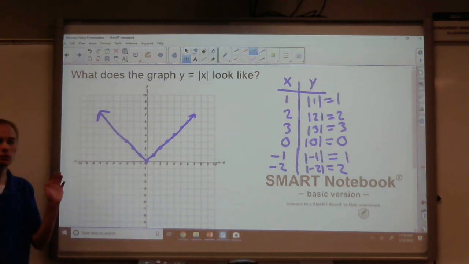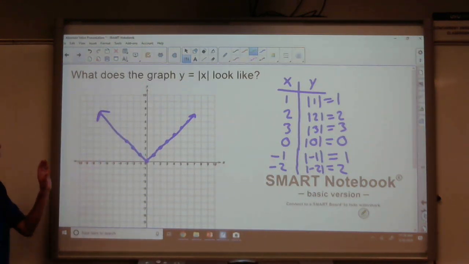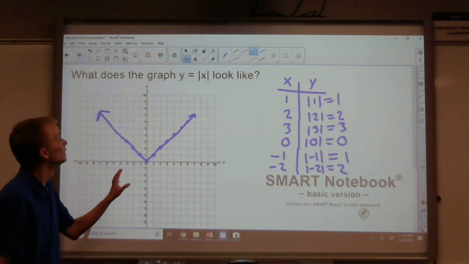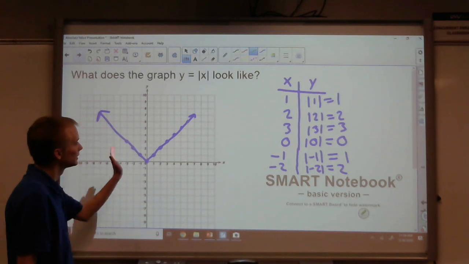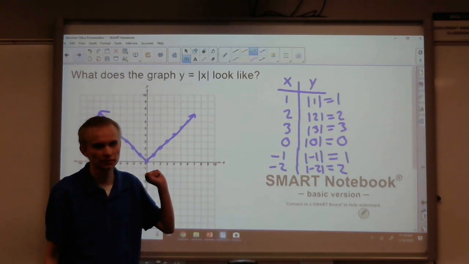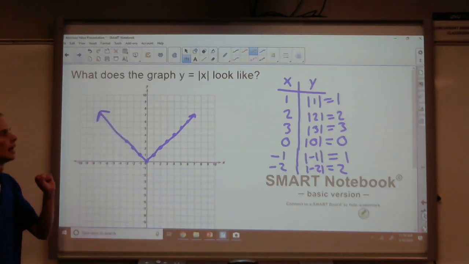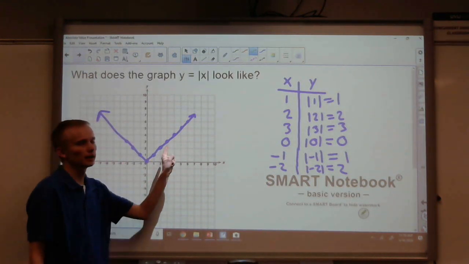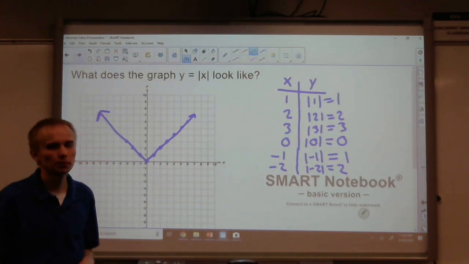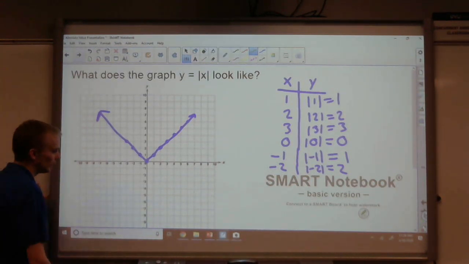So take a moment and pause the video if you don't understand and try and figure out, how did I get this shape? What did I do here with this table? Okay, pause the video if you're stuck and make sure you understand where this graph is coming from. Okay? If you're all caught up, we can keep going.